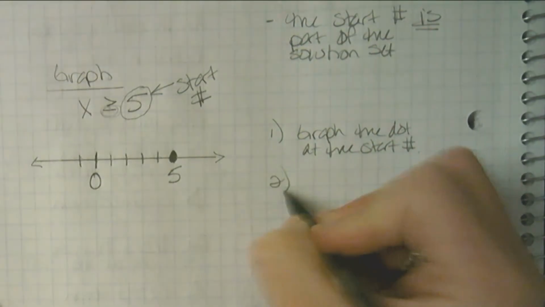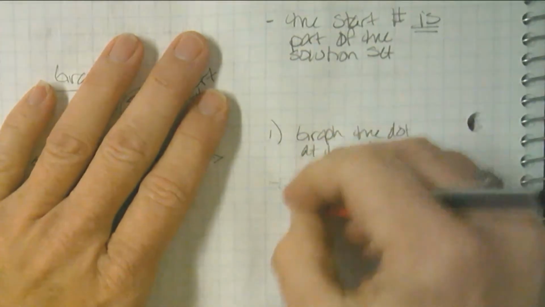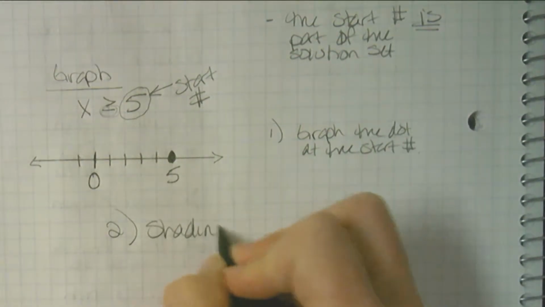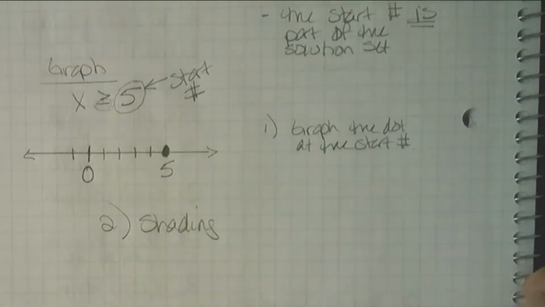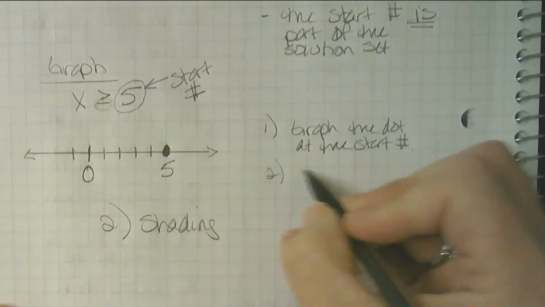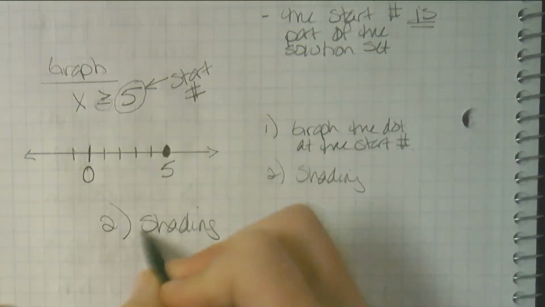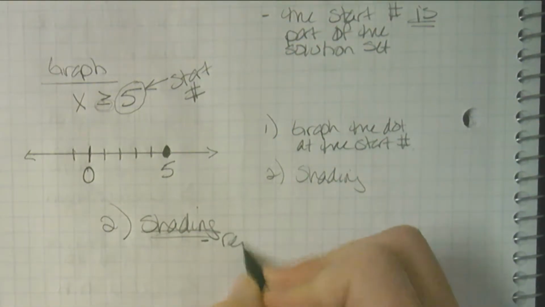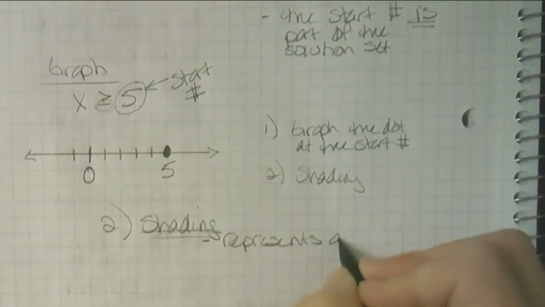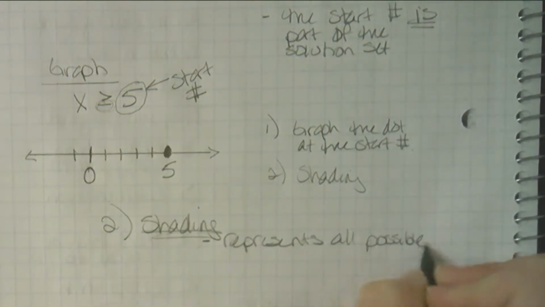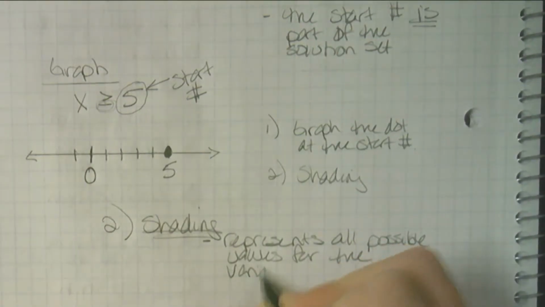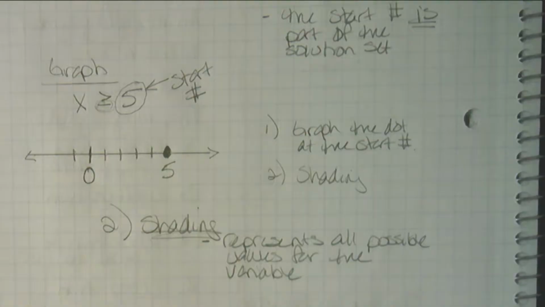All right, the second part, oops, I didn't talk about our second thing. In our elements, the second thing is our shading. We'll talk about our shading right now. When I do my steps, our next step is shading, but let's talk about shading. Shading represents all possible values for the variable. So the shading represents all possible values for the variable.